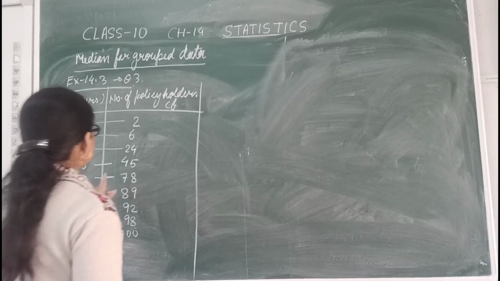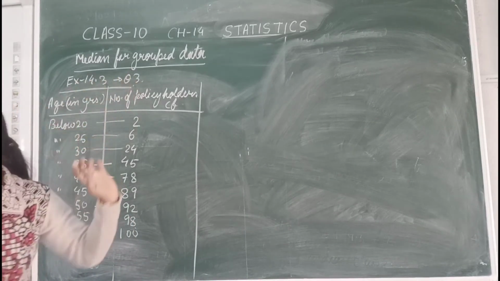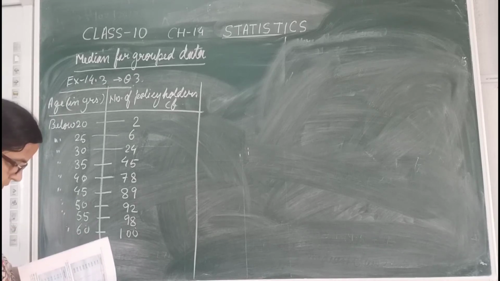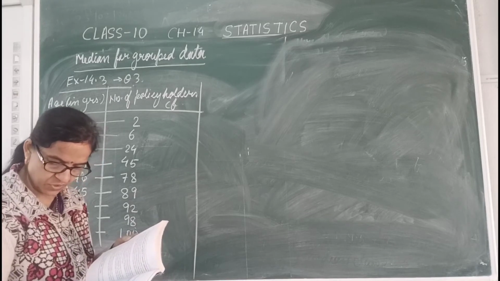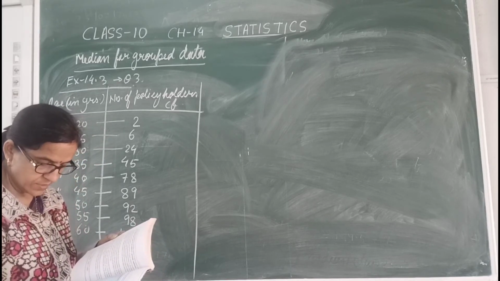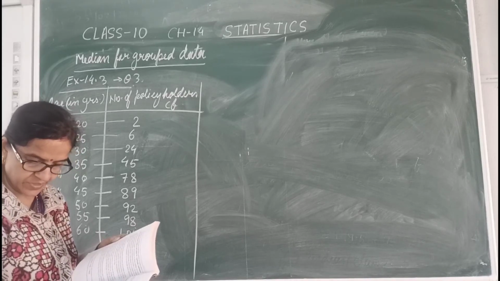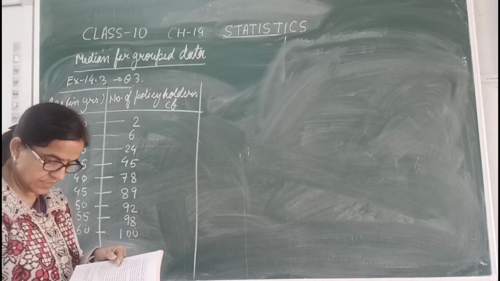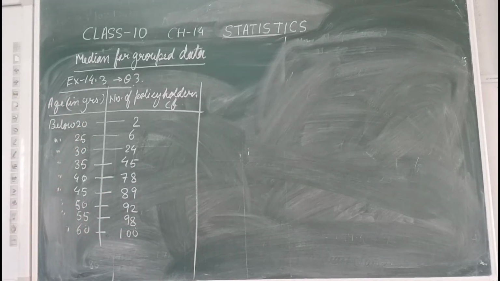Now one more question I have taken from exercise 14.3 only, that is question number 3. It is on page number 287. Question number 3 says that a life insurance agent found the following data for distribution of ages of 100 policy holders. Calculate the median age if policies are given only to persons having age 18 years onwards but less than 60 years. Now the data is given, the data I have copied on the board.